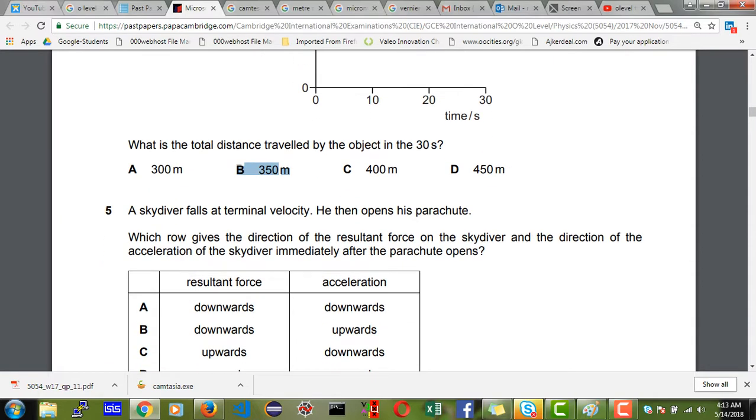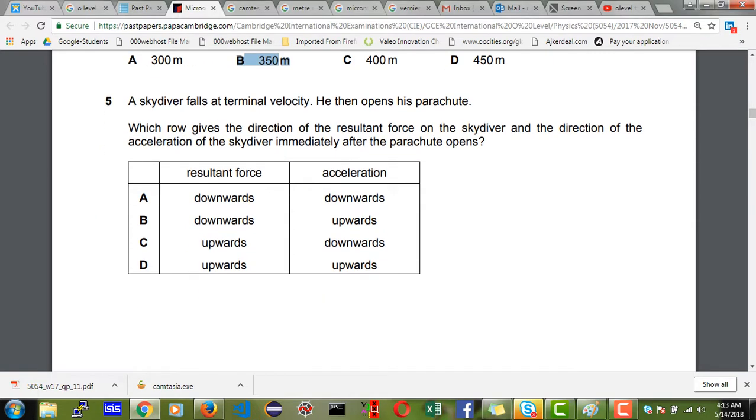Okay, now we move on to the next question, question number 5. A skydiver falls at a terminal velocity. He then opens his parachute. Which row gives the direction of the resultant force on the skydiver and the direction of the acceleration of the skydiver immediately after the parachute opens?